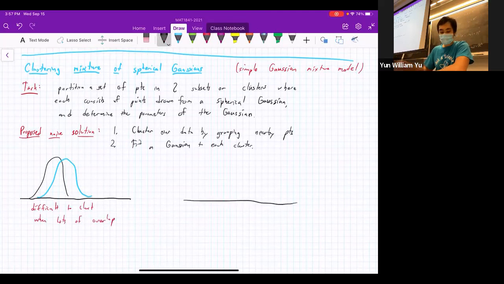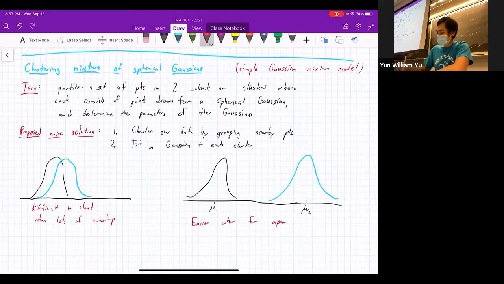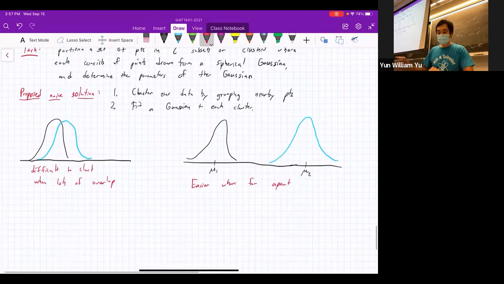But on the other hand, if the Gaussians are well separated, so obviously they will overlap because Gaussians don't actually go to zero. But if they're well separated, then let's say this has mean mu1, this is mean mu2, then this is easier when they're far apart. So like if I measured a bunch of heights, some of the heights were of mice and some of the heights were of men. Well, it turns out that if you're measuring heights of mice and men, it's very easy to separate out because mice tend to be a lot shorter than men. So it's easier when you're far apart.